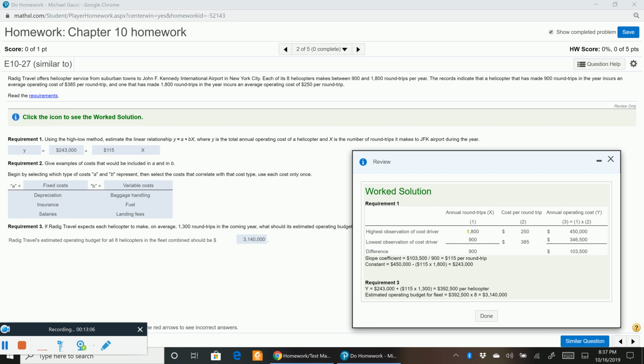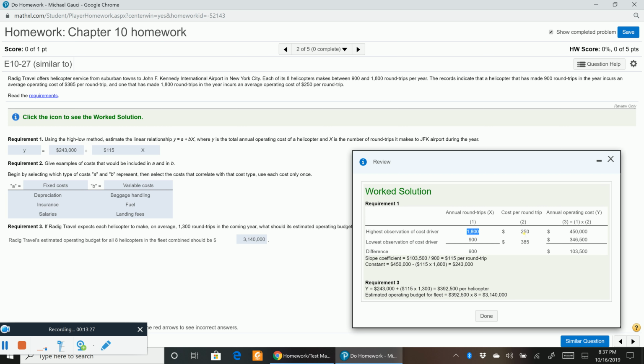And once again, what you're going to do is take the cost driver at the high level, which is 1,800 round trips, minus at the low level 900 round trips. The difference is 900 round trips. And now we're going to take the total dollars. So at the high level, we said 1,800 round trips.